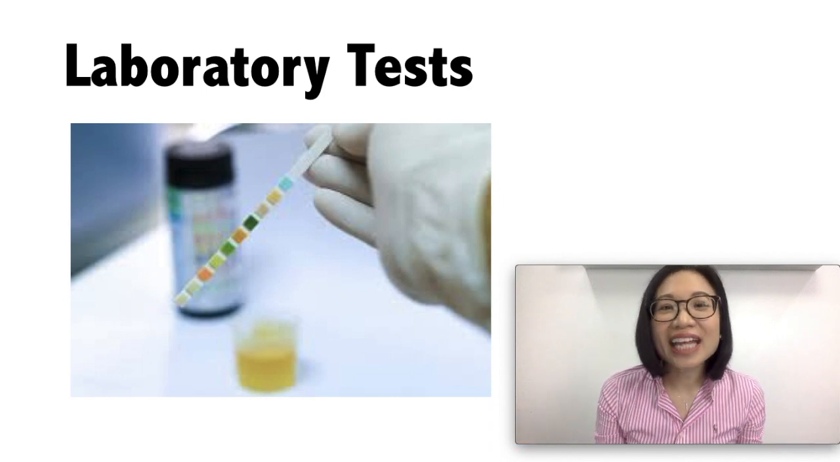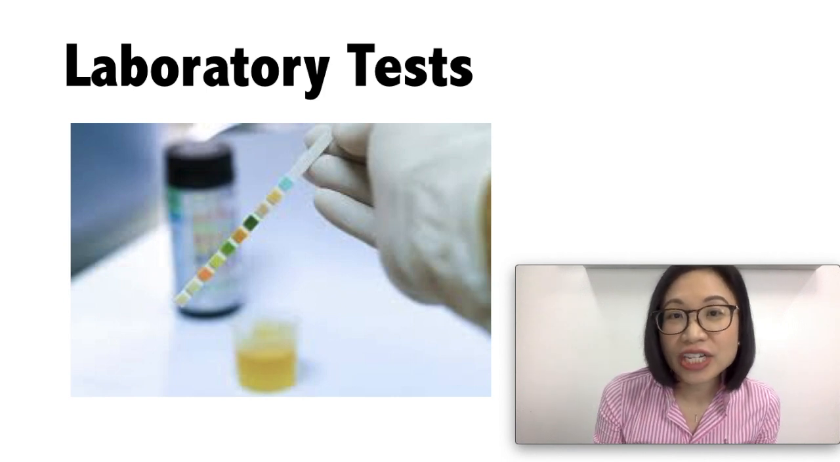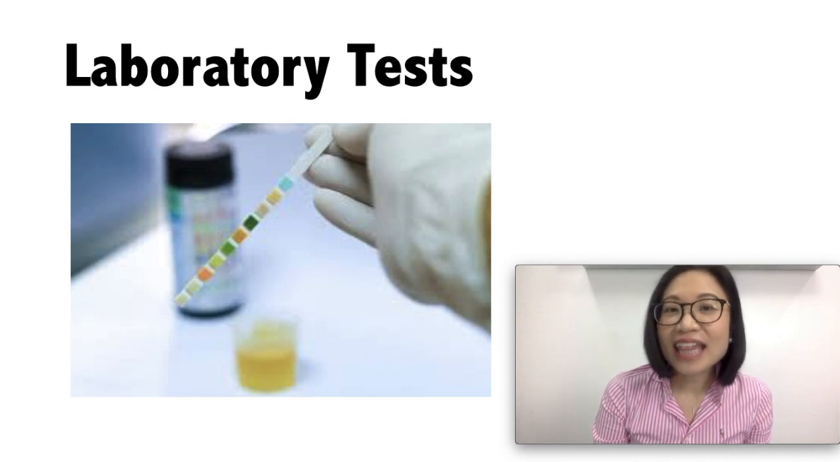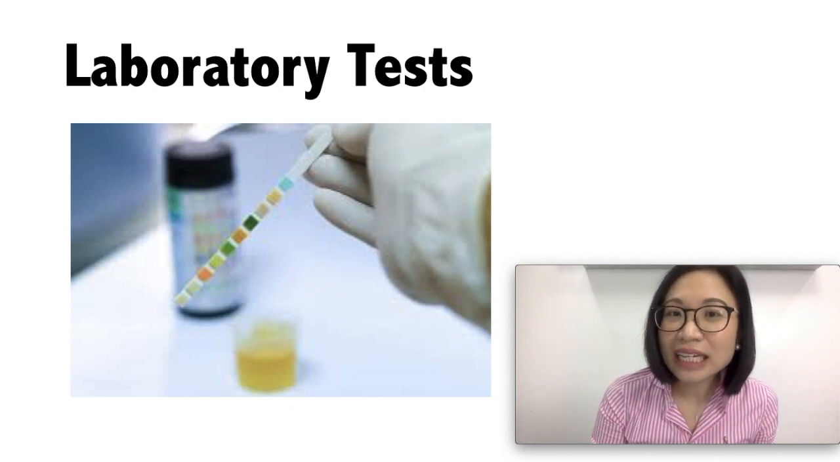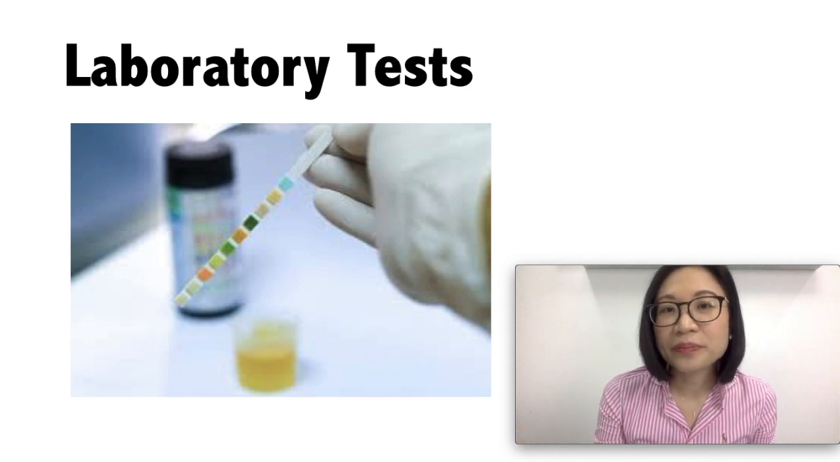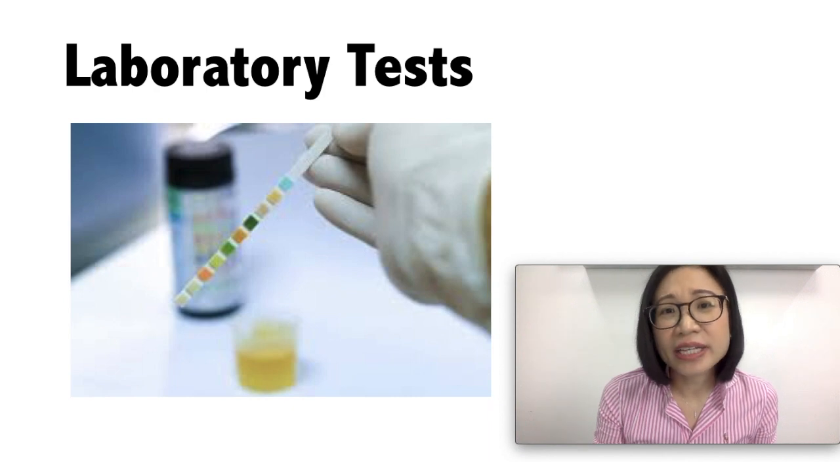Now, how to get a urine sample. For toilet-trained children, a clean catch urine is sufficient. So have the child clean the genitalia and then do a midstream clean catch. So have the child pee a little bit and then catch the midstream urine and then send this to the laboratory. For children who are not potty trained, a catheterized specimen may need to be obtained.